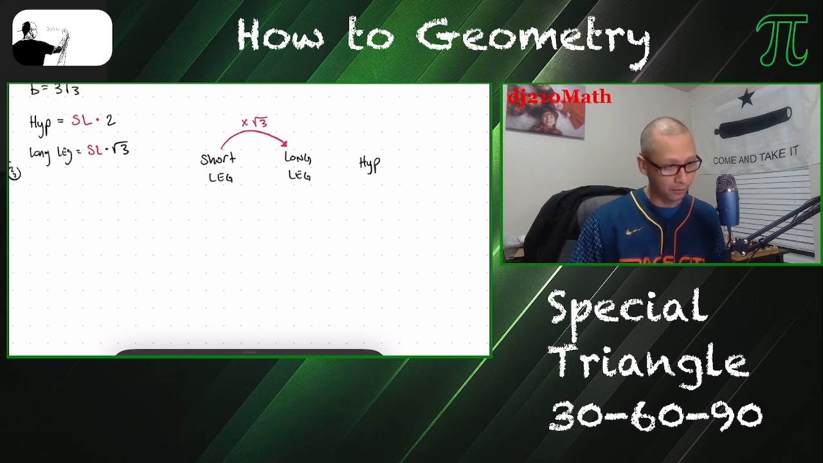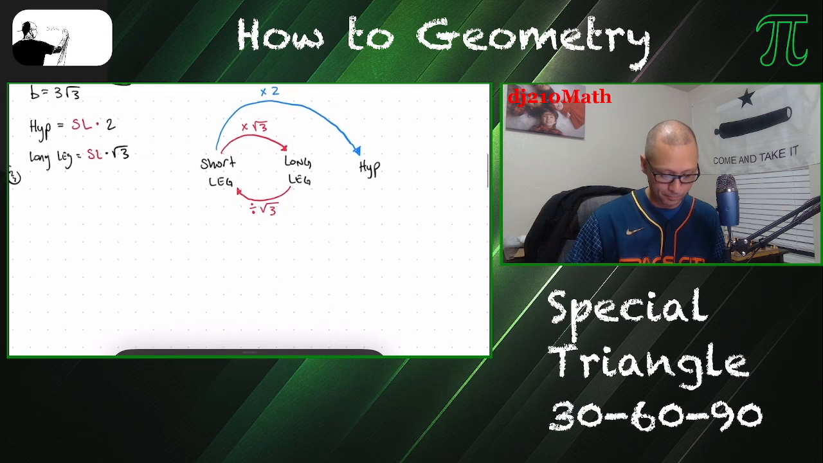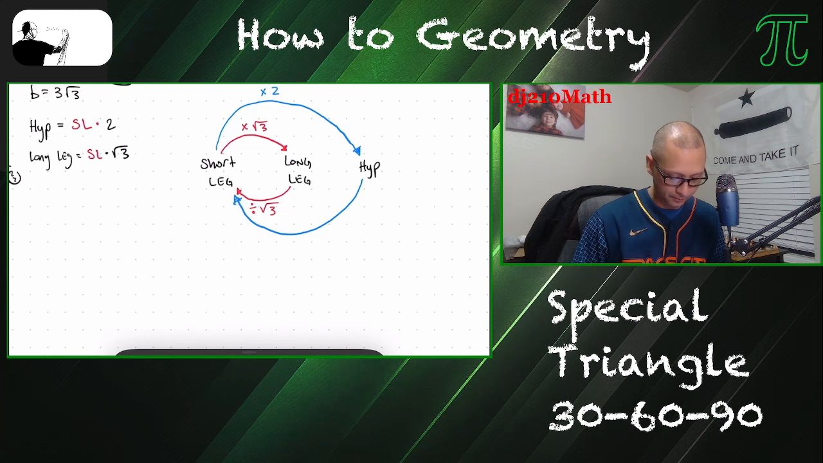And if I have the long leg and I want the short leg, we're going to do the opposite operation. We're going to divide the long leg by root 3. All right, if I have the short leg and I want the hypotenuse, I'm going to multiply by 2. And if I have the hypotenuse and I want the short leg, I'm going to have to divide the hypotenuse by 2.